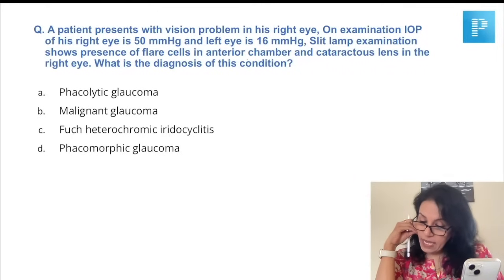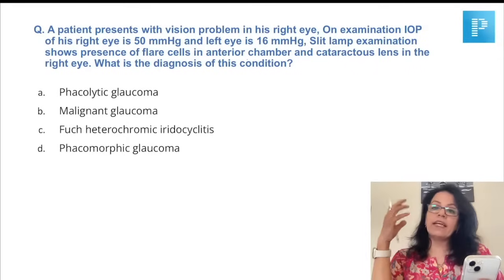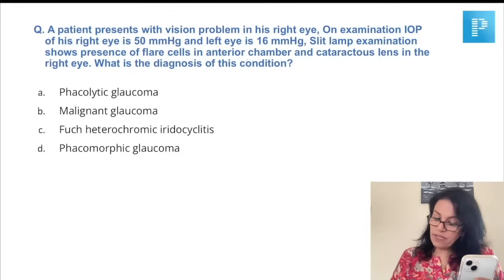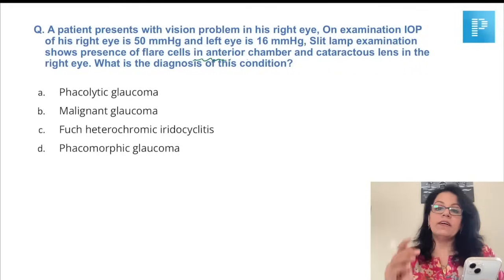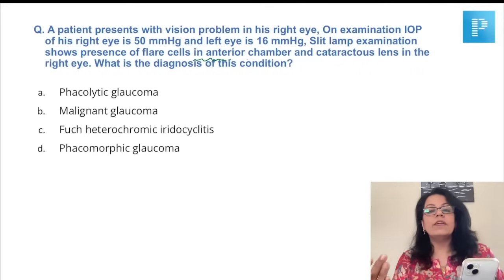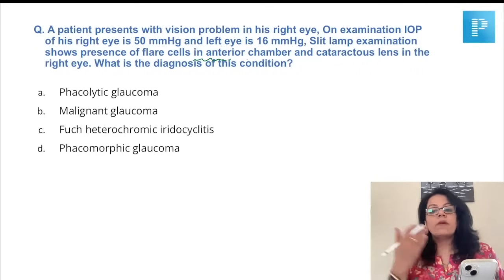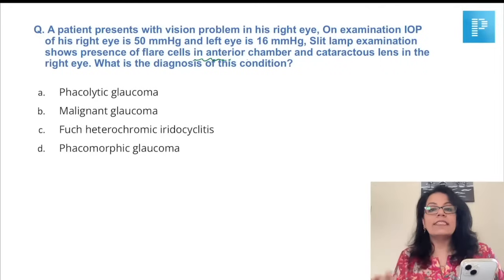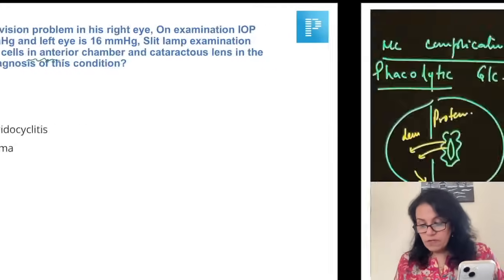Okay, in this case, we are talking about the right eye pressure so high, with the left eye only this. The slit lamp examination shows presence of flare in the anterior chamber. And actually, you have to understand that when we are talking about flare in the anterior chamber, it has to be more towards phacolytic, because what is phacolytic? It is again release of the pigments, so that is only causing that flare and haziness in the aqueous humor. So what was phacolytic?